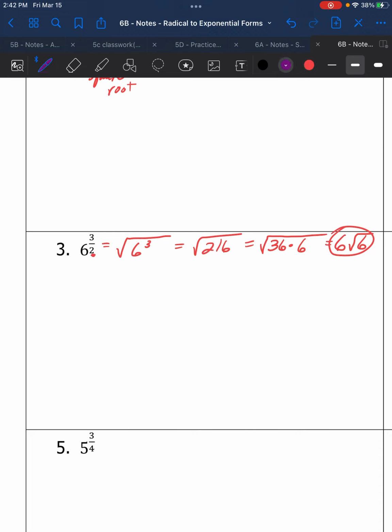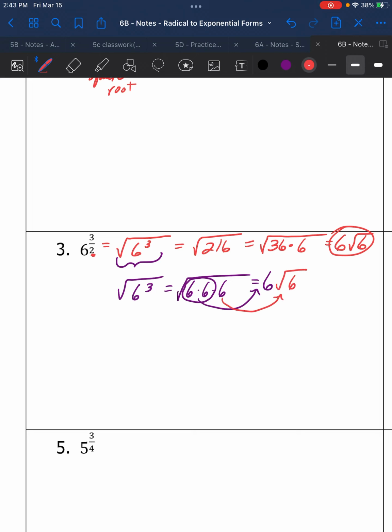There is a much faster way, so I'm going to take it right from here. The square root of 6 to the third. 6 to the third means there are 3 6s. It's a square root, so we need pairs. For every pair, we're going to bring 1 out. So there's only 1 pair, and there's a 6 left over, so that's going to stay on the inside of the square root. So 6 square root of 6.